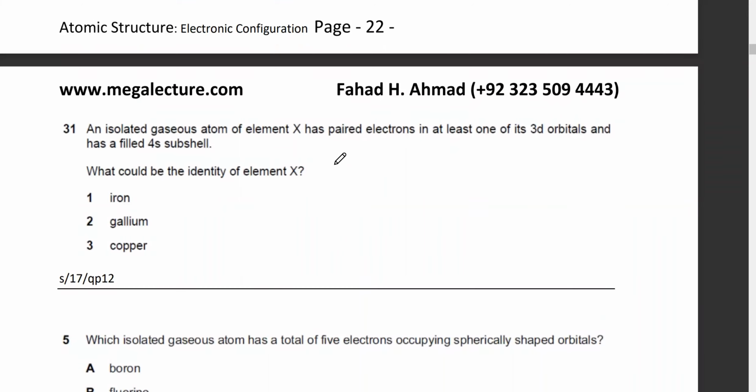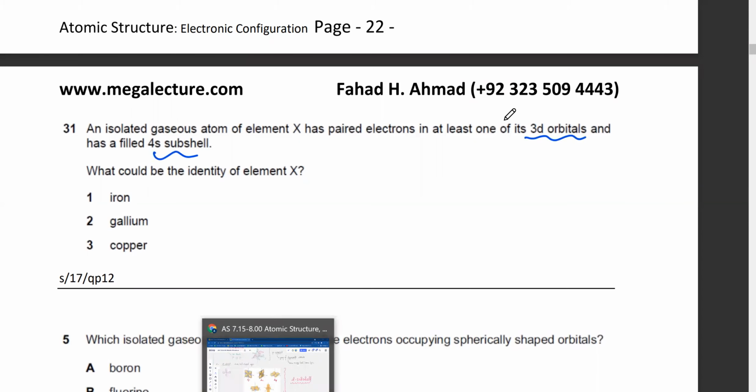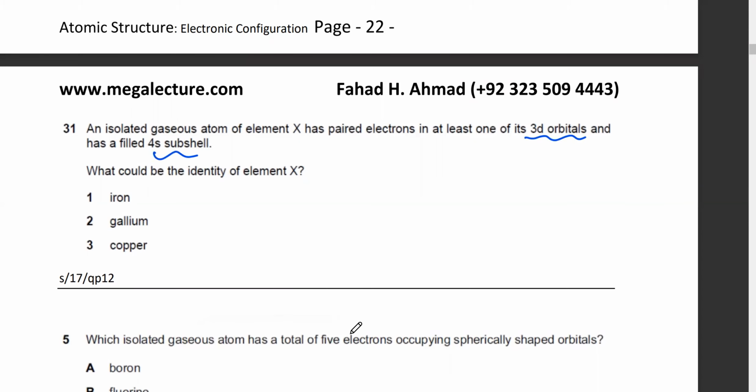You've got an isolated gaseous atom of element X that has paired electrons in at least one of its 3d orbitals and has a filled 4s subshell. Now, there's a 3d orbital as well as a 4s. It could be a transition metal, but it could be other substances as well. So, for example, iron, that's true. We did write the electronic configuration of iron. About transition metals, I told you that the last electron goes into a d, and the outermost always is 4s.